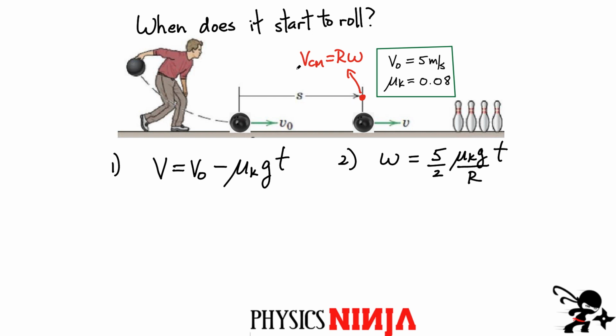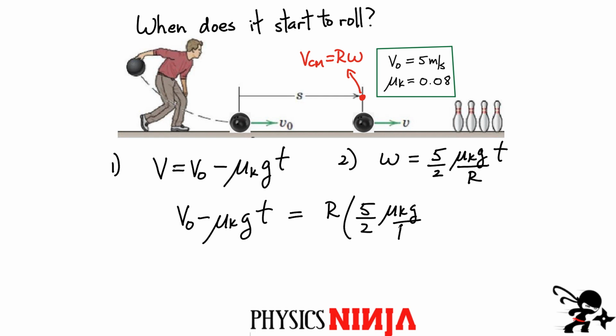So actually, if we set the velocity of the center of mass, which is what equation 1 tells us, v0 minus mu k g times t, equal to r times omega, which is r times this equation 2 basically, this is the point where it's going to start to roll. So let's go ahead and do that. Now for this problem, I'm going to assume that my initial velocity is 5 meters per second and that the coefficient of friction here is 0.08. So it's a small value, just a little bit of friction between the ball and the lanes.